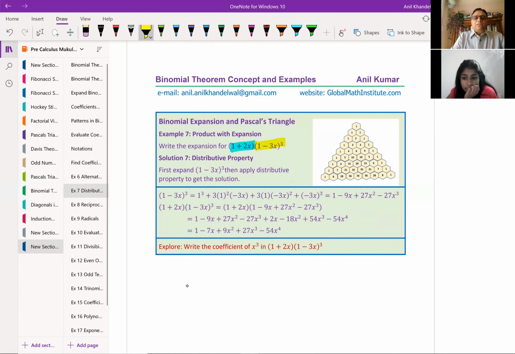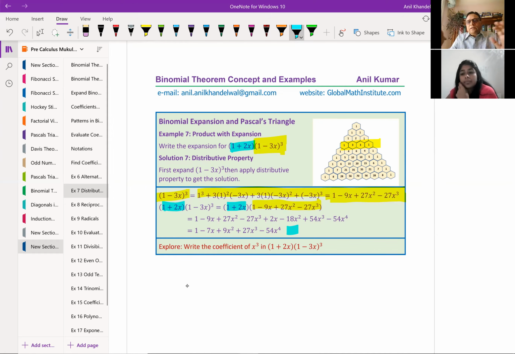Perfect. In that case, you will first have to do the cube part, which is kind of difficult, so I've done it separately. It is better to do them separately. For 1 minus 3x cubed, you can always get to this particular row in Pascal's triangle, the fourth row, which has 1, 3, 3, 1, and then use the terms 1 and minus 3x to expand and simplify. Once you have the simplified version, you can put this instead of 1 minus 3x whole cube, and then apply the distributive property multiplying by 1 plus 2x. And then again, expand and simplify to get the result.